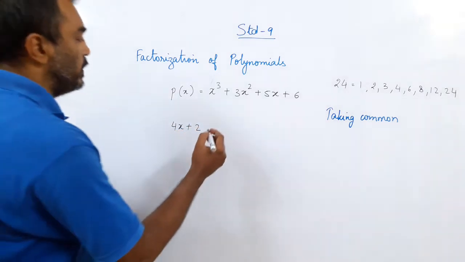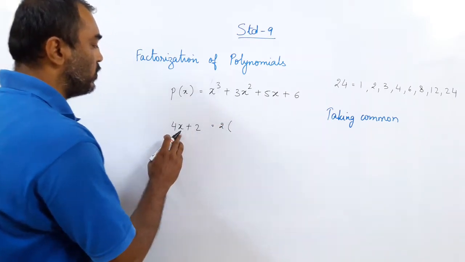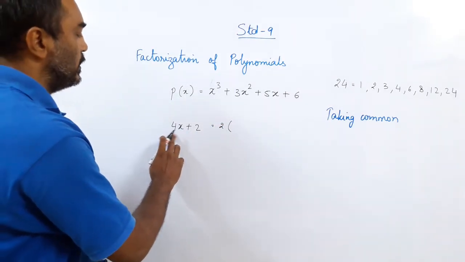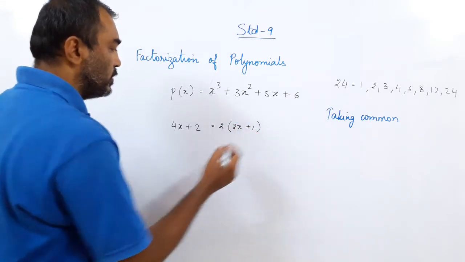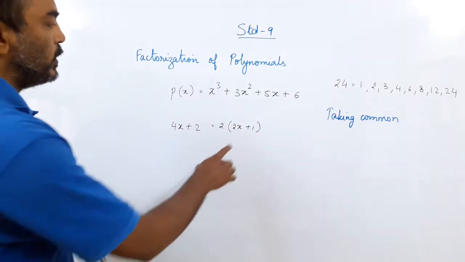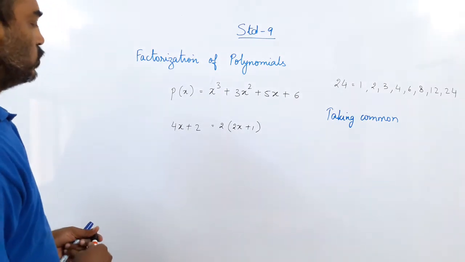What you can take out common here? You can take out the 2 common because 2 2s are 4 and 2 1s are 2. So what are we left with? 2x plus 1. So 2x plus 1 and 2 are the two factors of 4x plus 2.